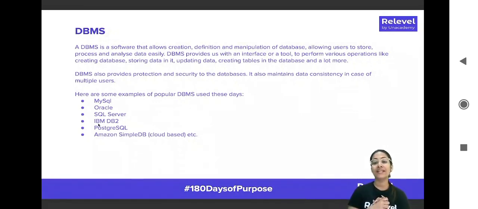And it also maintains data consistency in case of multiple users. Data consistency as a topic will come in great detail later, where we talk about what exactly happens in data consistency. But just to give you a quick idea, data consistency basically means, and it's very crucial specifically for banking purposes, right?